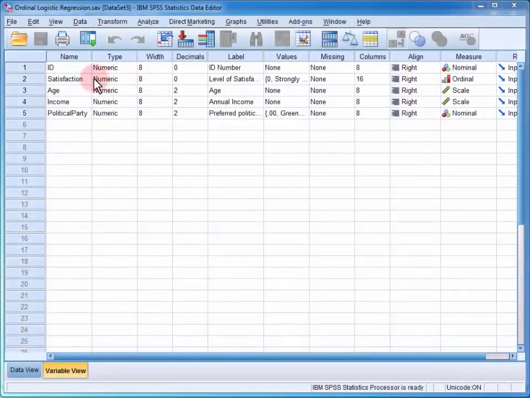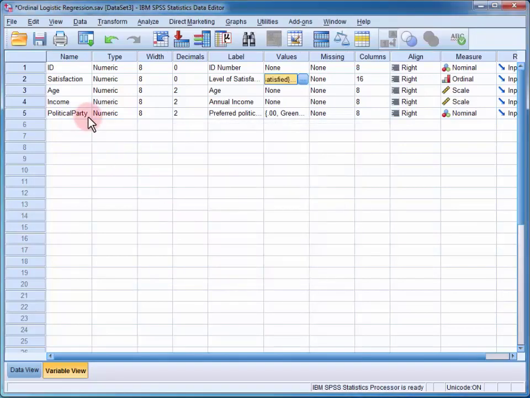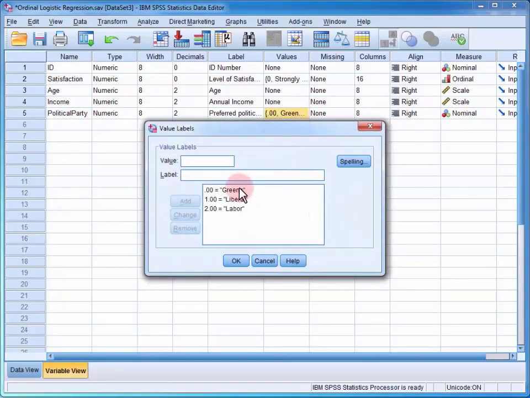In the data file, we have 4 variables of interest: the individual's level of satisfaction with their preferred political party, the individual's age, level of income, and preferred political party. We can see that level of satisfaction is an ordinal variable and that it has 4 levels, ranging from strongly dissatisfied to strongly satisfied. We can see that political party is a nominal variable and it has 3 categories: Greens, Liberal, and Labour.